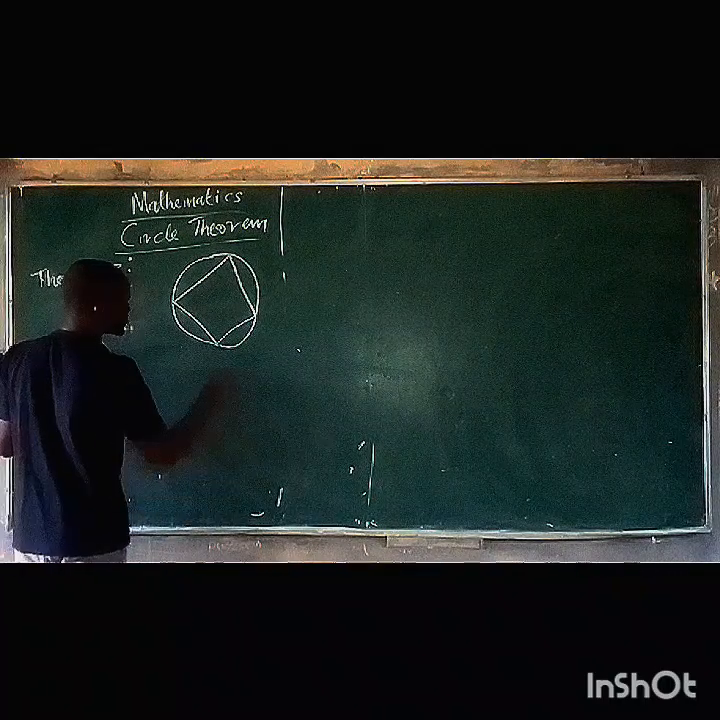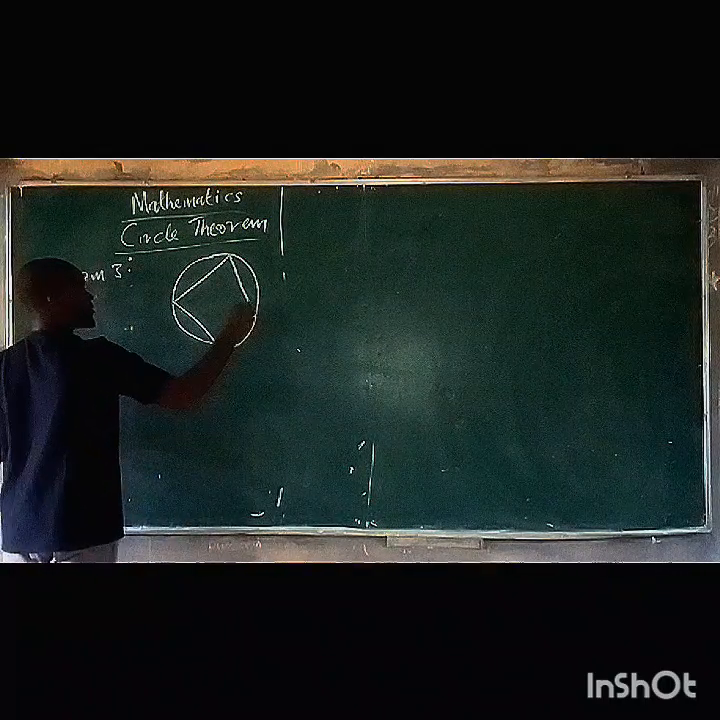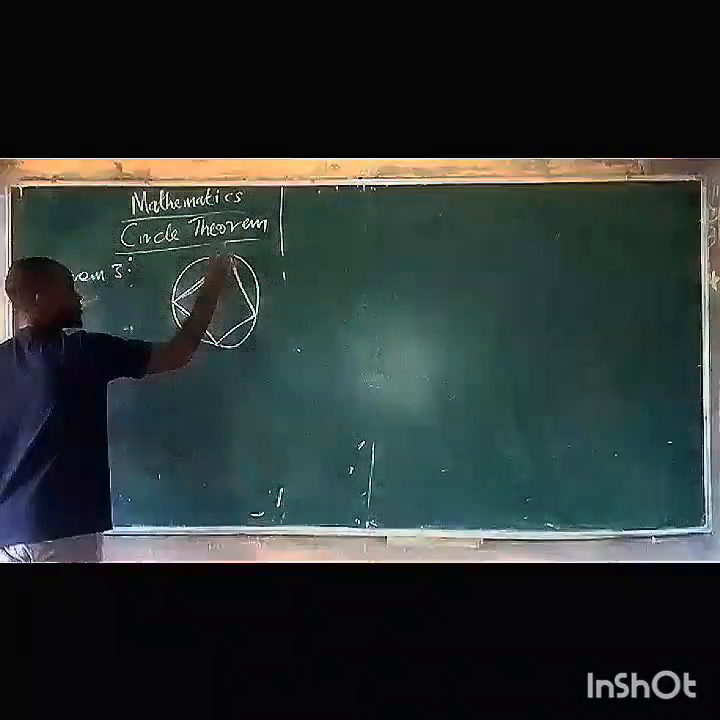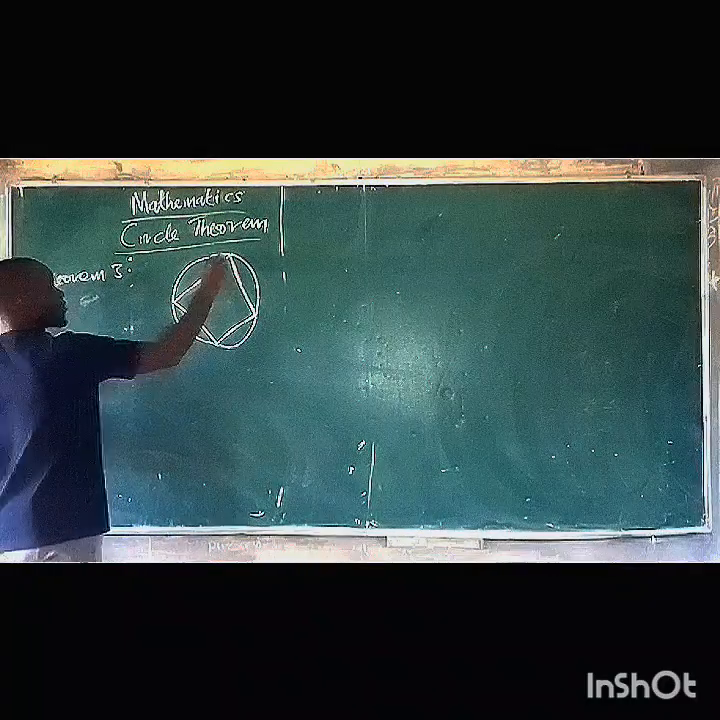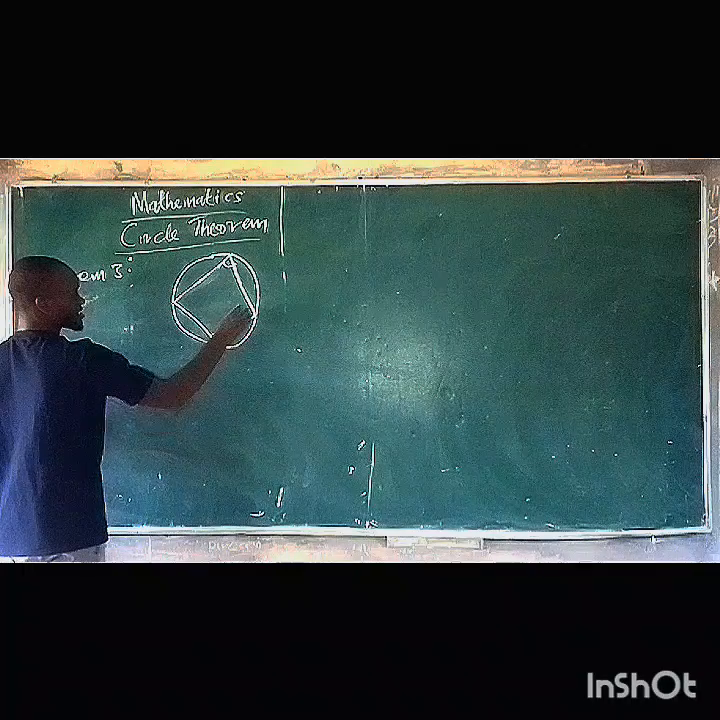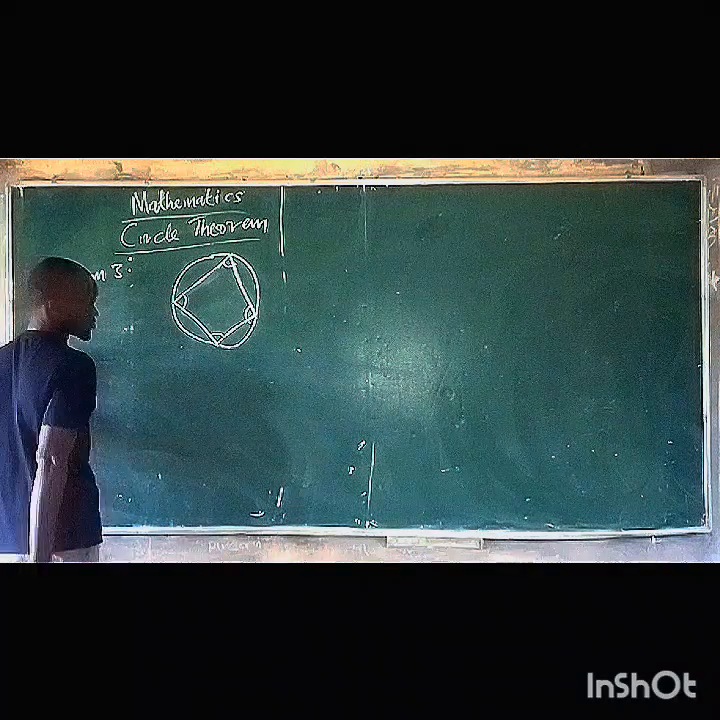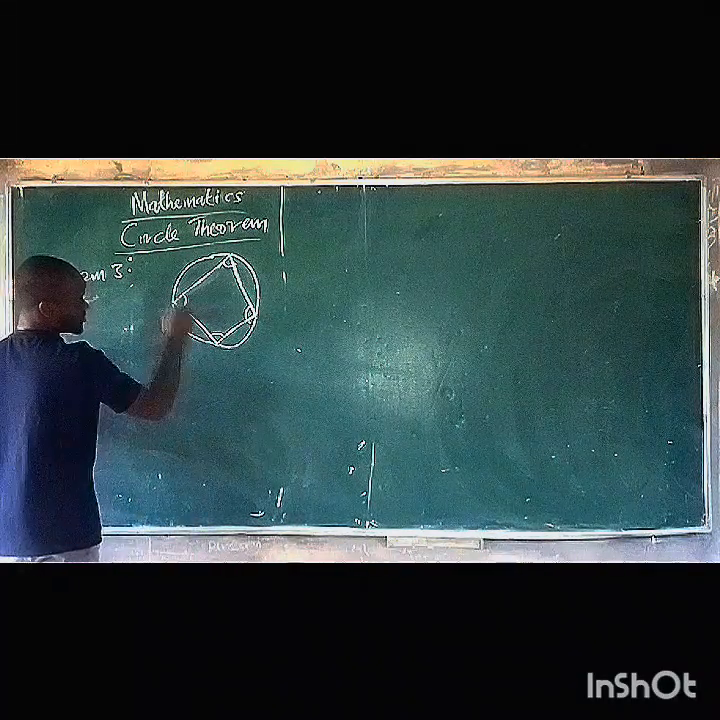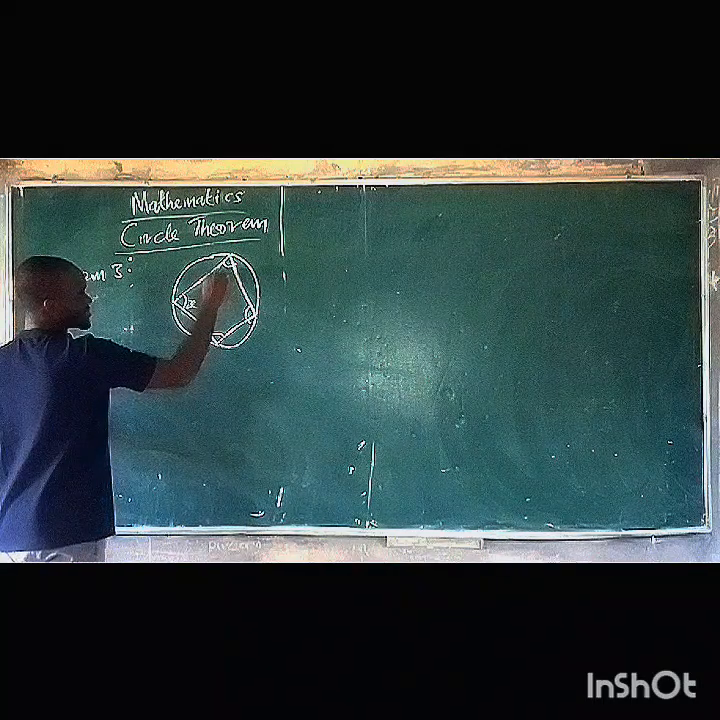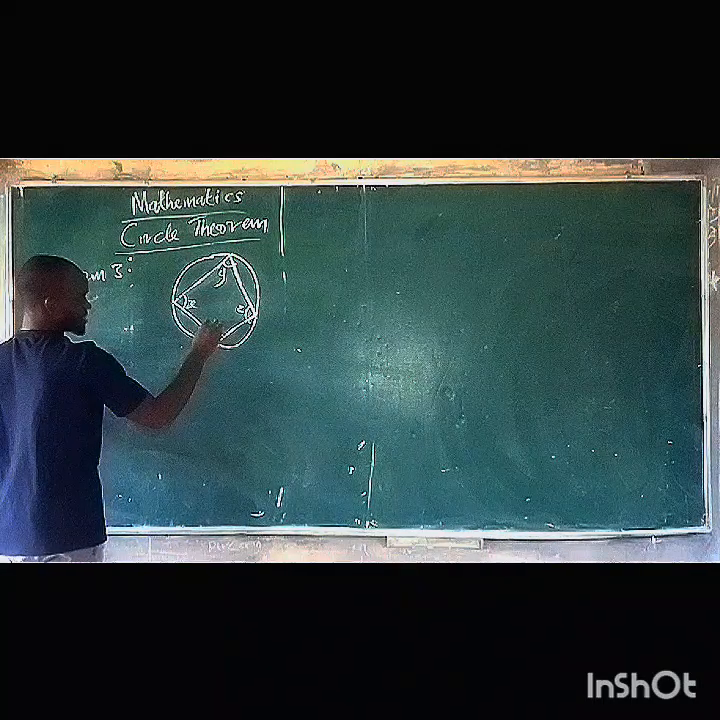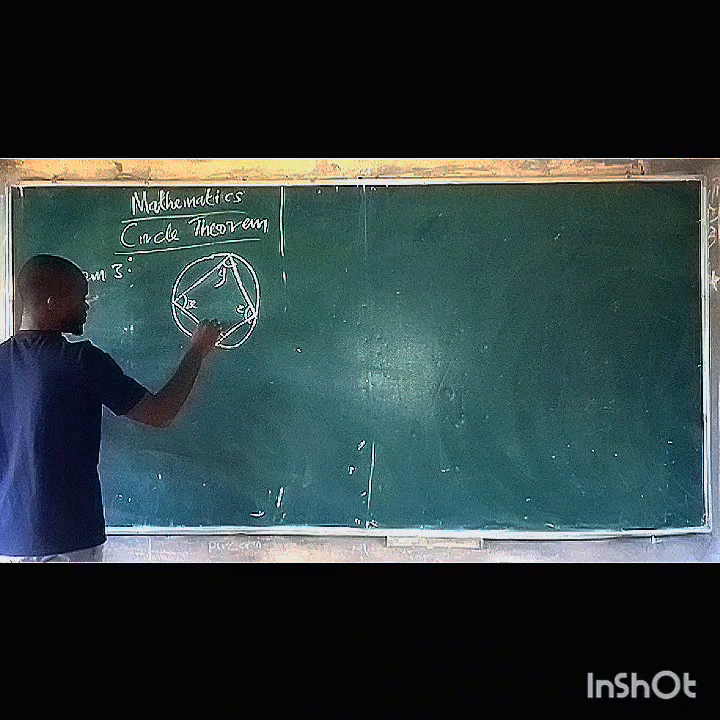Now, what do we say? It's not an assumption, by the way. It's a theorem. In a cyclic quadrilateral, the opposite angles of the cyclic quadrilateral are supplementary. That means the opposite angles are supplementary. So this is x, this is y, this is z, and this is, let me say, w.